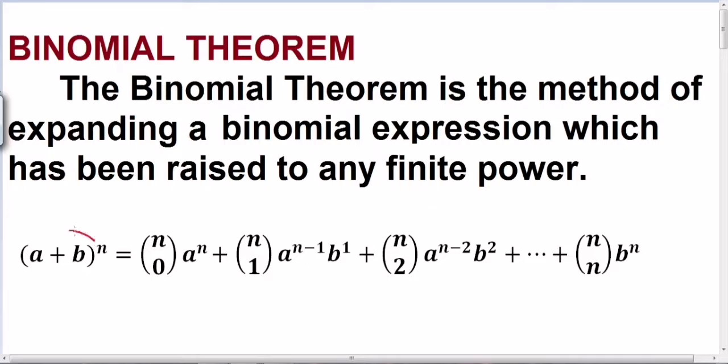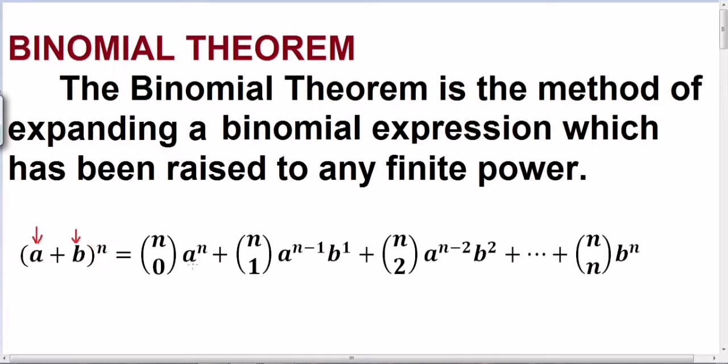So for example, this is our binomial expression. Pag sinabi natin binomial, it has only two terms. We have the first term, which is letter A, and then the second term, which is letter B, and then yung letter n diyan stands for the finite power. Okay? So ibig sabihin, hindi siya infinite.